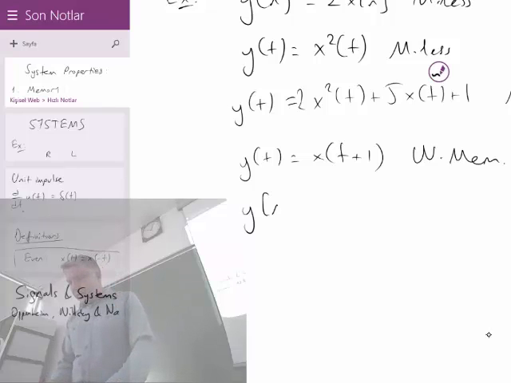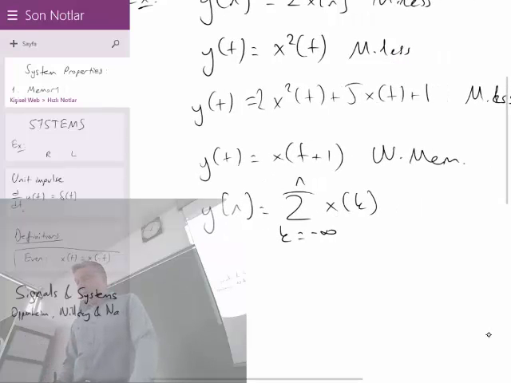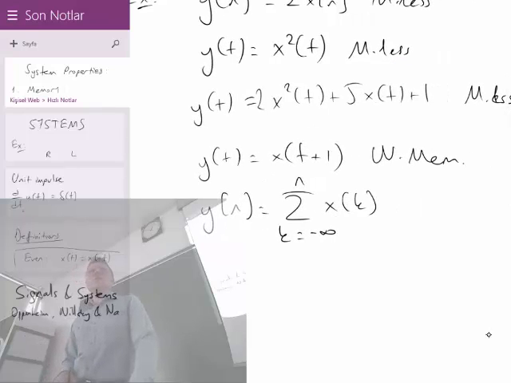Or y of n is equal to summation k from minus infinity to n x of k. What was this? Do you remember that? It's an accumulator. It is clearly with memory because it requires all the past information from minus infinity up to the current. So this is with memory.